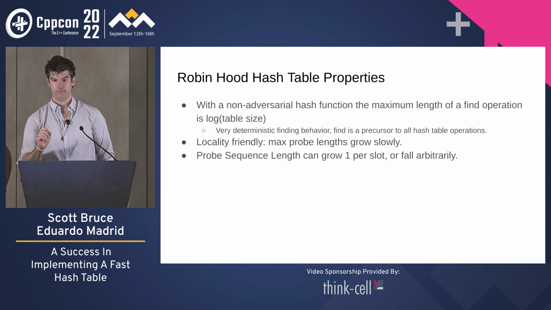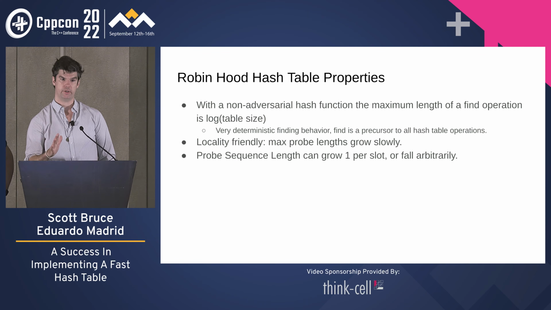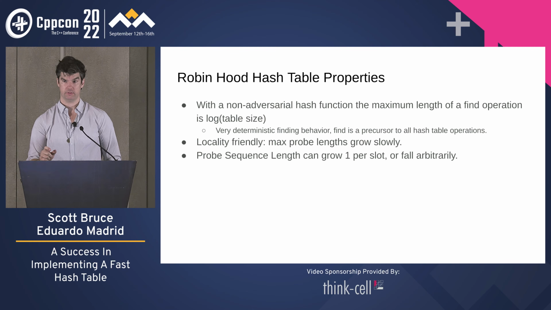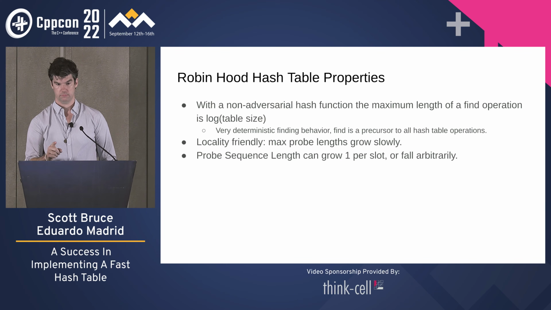So Robinhood hash tables have very nice properties. The Robinhood invariant, which is this idea that richer things get evicted so that poorer things can be closer to their home, has very, very good locality properties. Your maximum find operation, given a non-adversarial hash function, is log n of the table size. So a table that is 2 to the 30th, that'll be a billion elements, has a maximum probe sequence length of 30. This is phenomenal, especially if you encode things very well.